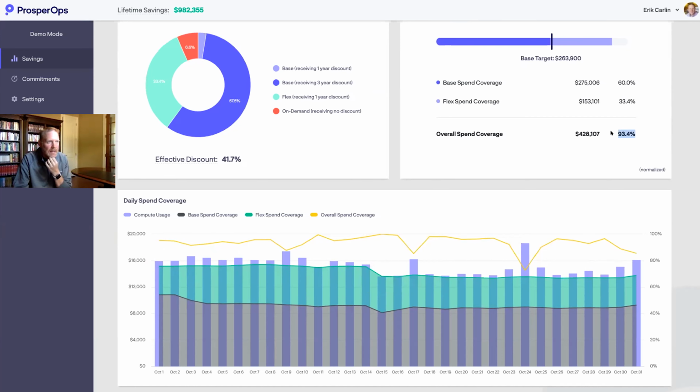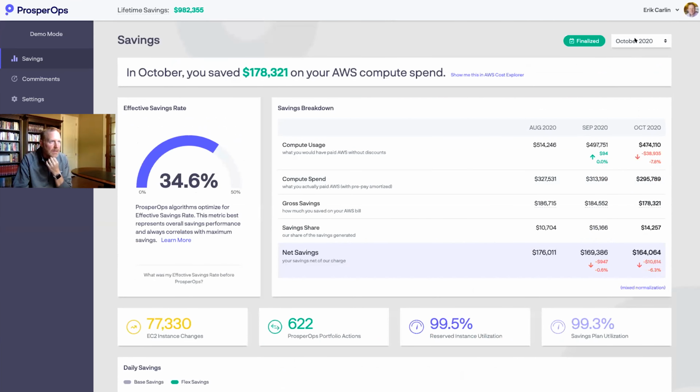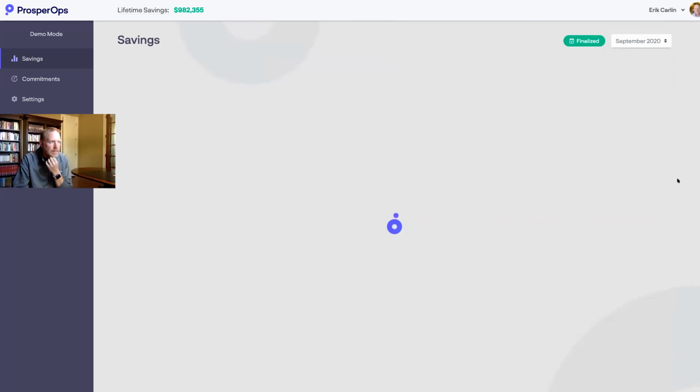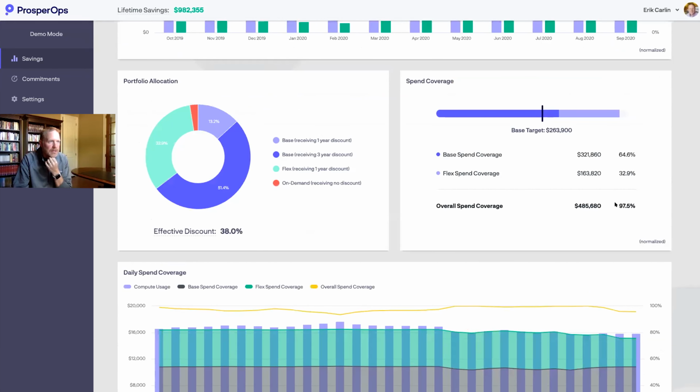For this month, they were at 93.4%. Let me go back and just see what it was in September. You know, 97.5%. So you can see, if you know anything about coverage, these are completely insane coverage numbers, and our service is able to do that and safely do that because we can squash commitment if your usage declines. And so this is how we both maximize your savings as well as decrease your commitment risk.